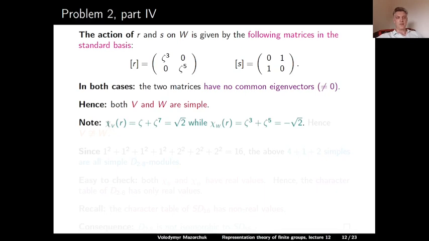So the value of the character of the first module V at R is just the sum of the diagonal entries, so it's zeta plus zeta to the power 7.